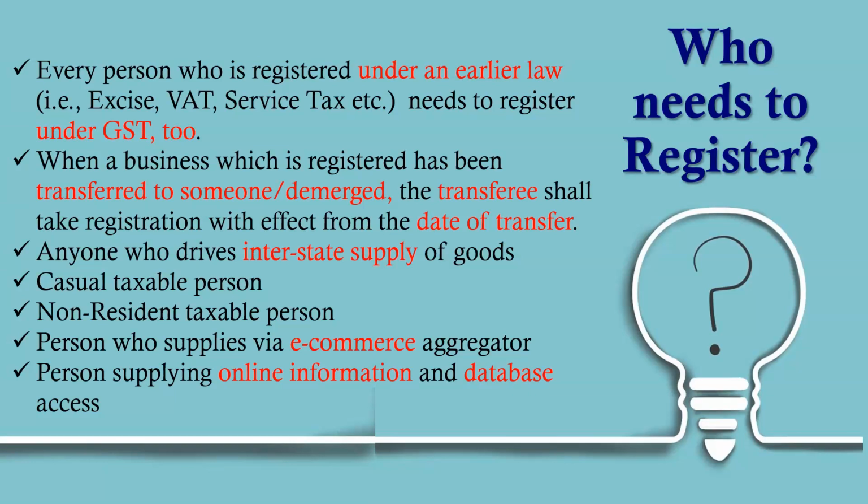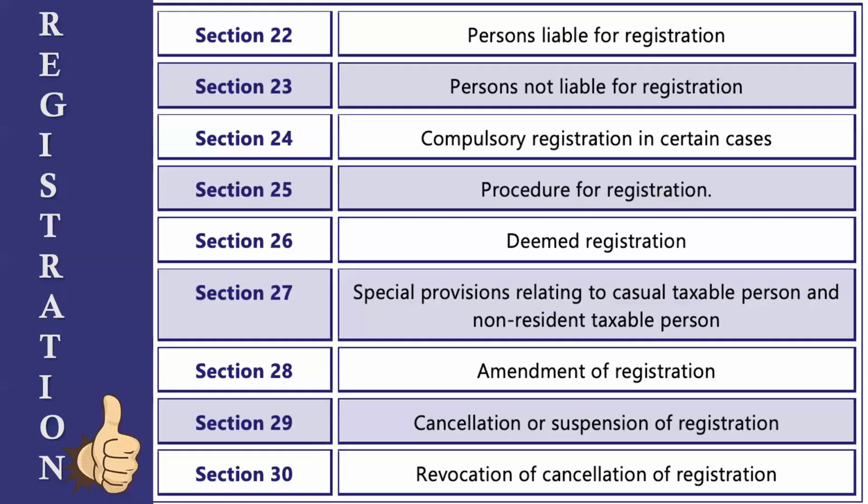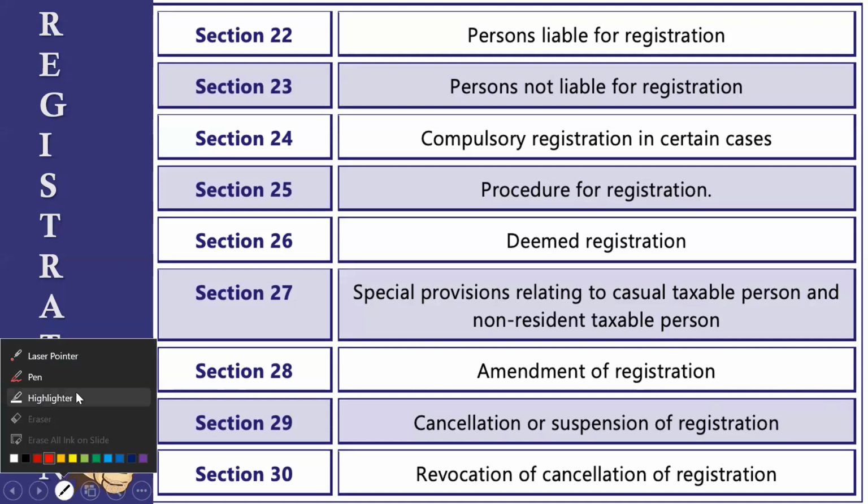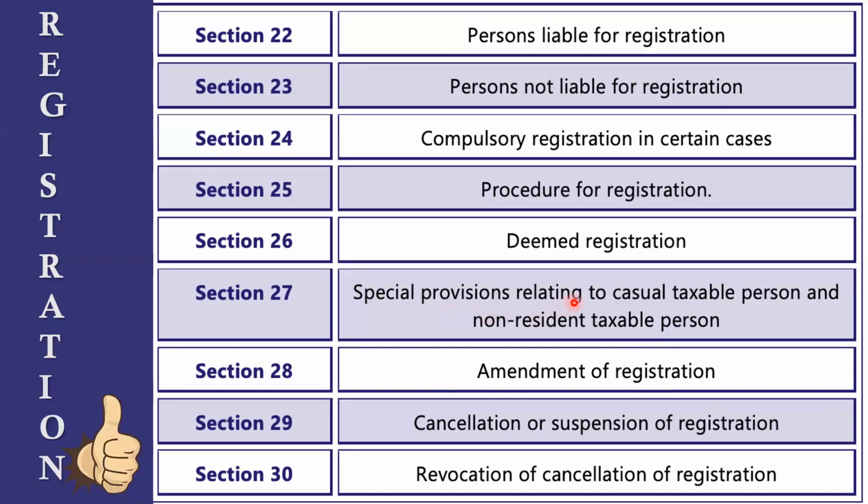The casual taxable person, the non-resident taxable person, the person who supplies via e-commerce aggregator, or the person who supplies the online information and the database access part. So now we are going to discuss the important part, that is the special provisions relating to the casual taxable person and the non-resident taxable person.